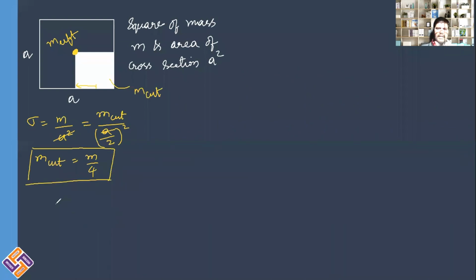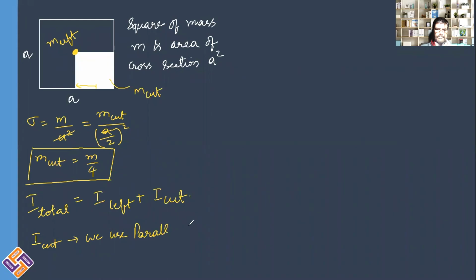Okay. Now I want to calculate the moment of inertia of the left portion. The moment of inertia of the total object is equal to the moment of inertia of the left portion plus the moment of inertia of the cut portion. So for finding the moment of inertia of the cut portion, we use the parallel axis theorem. We should calculate the moment of inertia of that particular cut portion, right? Let us calculate it.